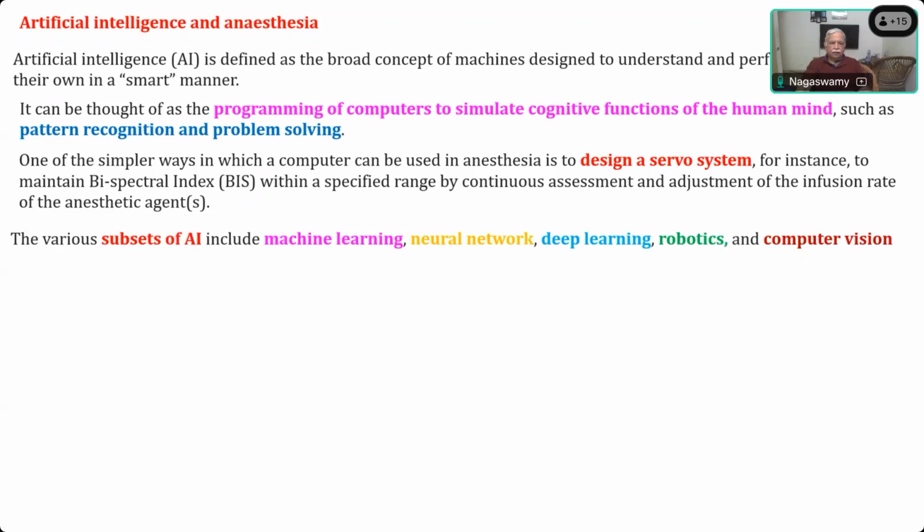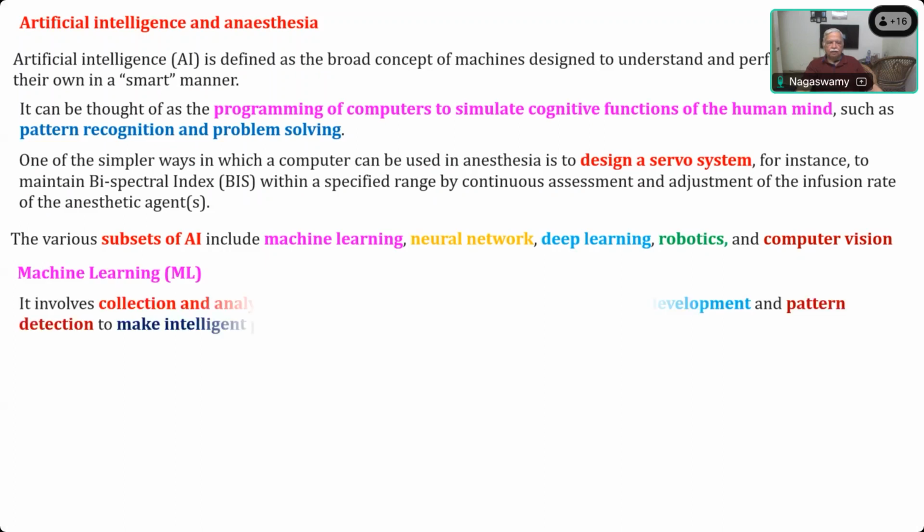And there are some subsets or branches of AI which are called machine learning, neural network, deep learning, robotics, and computer vision. These are the 5 subsets. Now, what is this machine learning? That means the computer has to first learn how to give anesthesia. Machine learning involves collection and analysis of data by the computer, focus on model development and pattern detection, and making intelligent predictions.